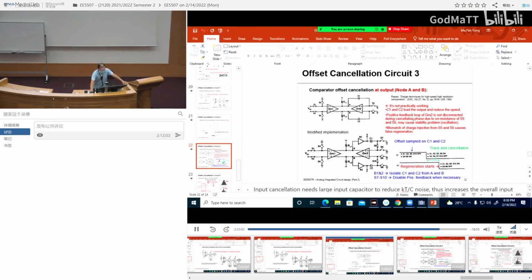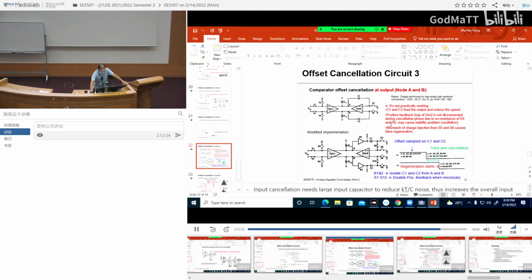Okay. So you see this circuit. There's storage on C1 and C2. But this circuit, as drawn here, is not working very well in practice. Why? Because C1 and C2 are loading the output here, and therefore the speed is reduced. You need time to go and charge these two capacitors.